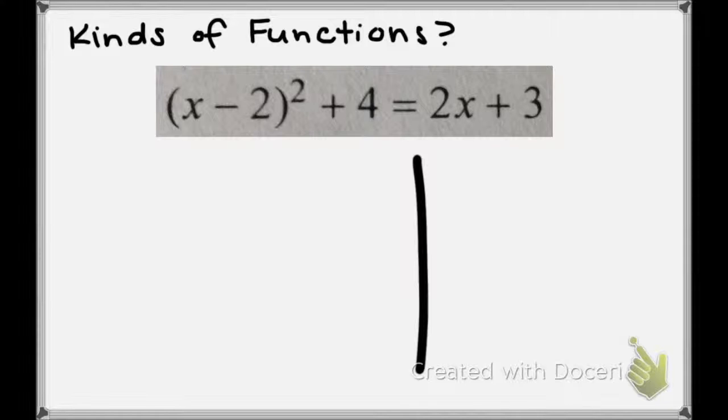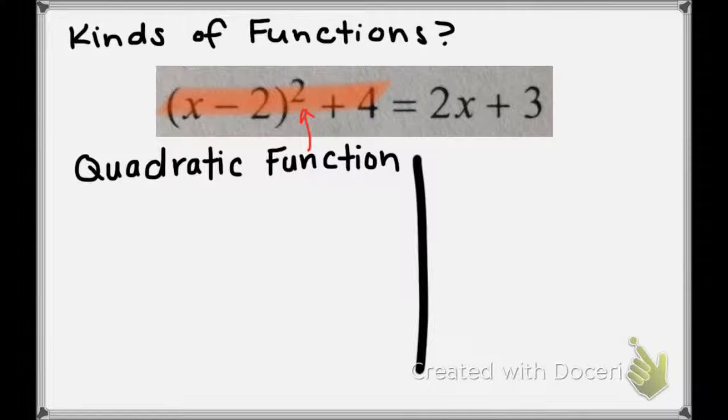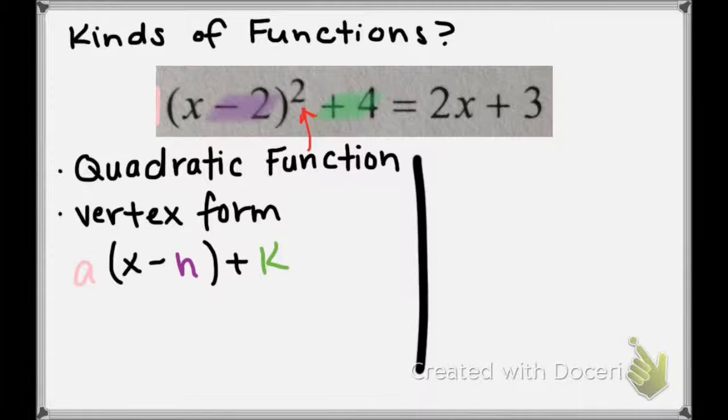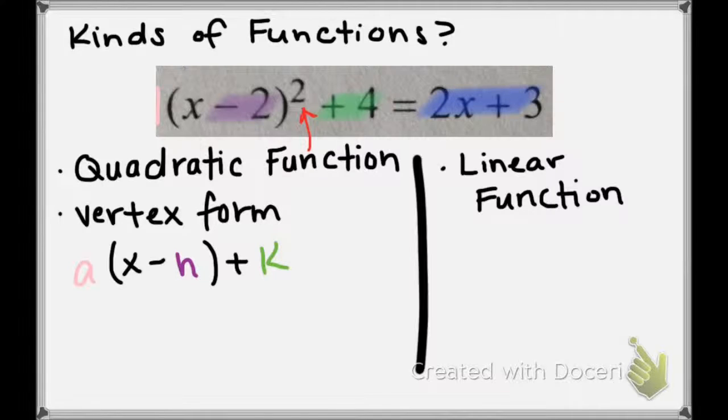So the first part is (x - 2)² + 4, and it is a quadratic function. You can tell by the square. It is in vertex form, which is a(x - h)² + k. The a, h, and k are all color coordinated. The second part is 2x + 3, which is a linear function, and it is in y = mx + b form.